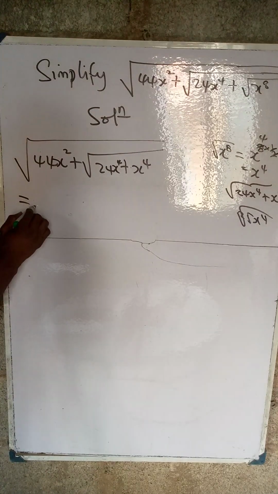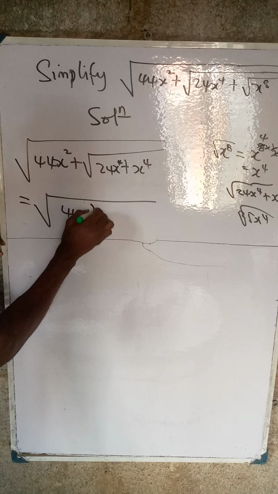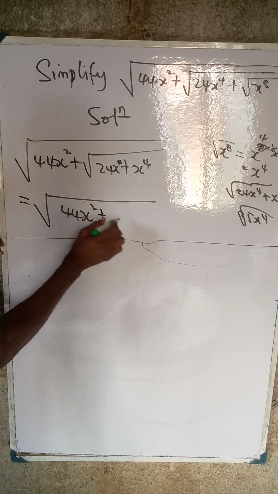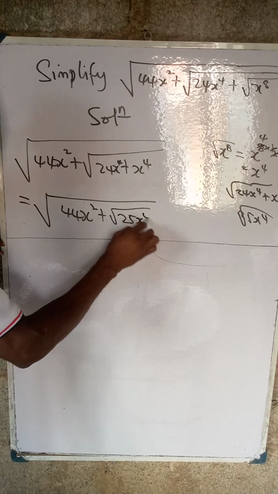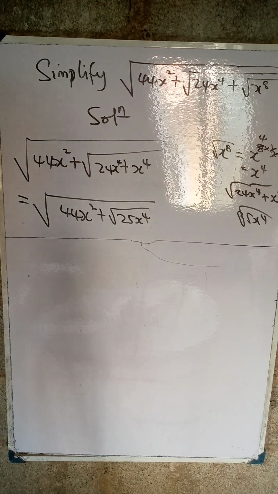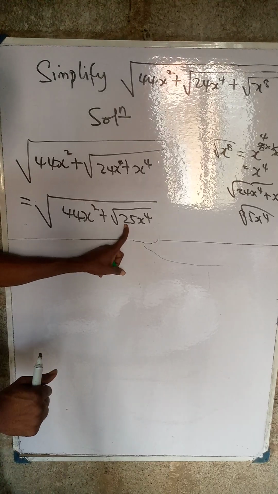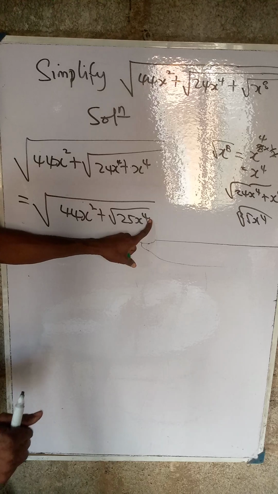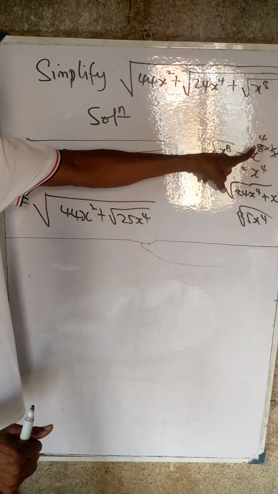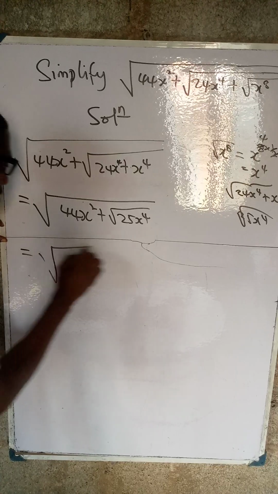Yes, so that gives us 44 x raised to the power 2 plus root 25 x raised to the power 4. Right, again, look at this. Now, the square root of 25 is 5. The square root of x raised to the power 4 is x raised to the power 2. Remember what I've done here?